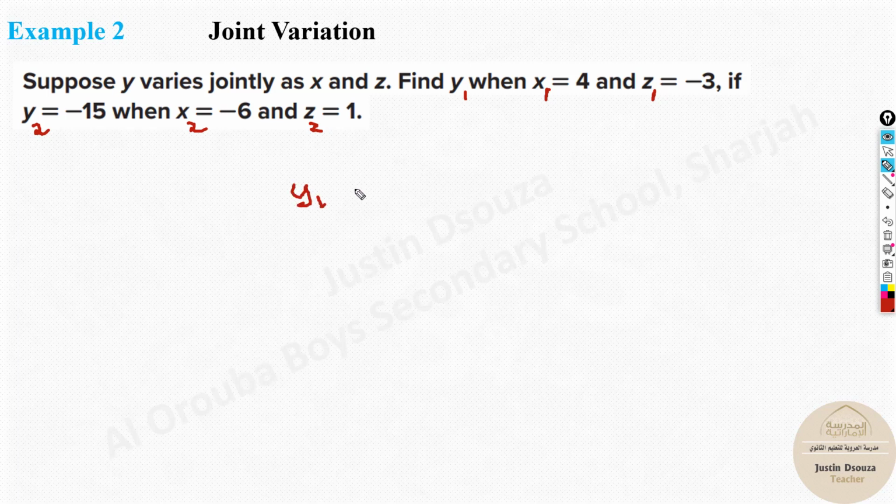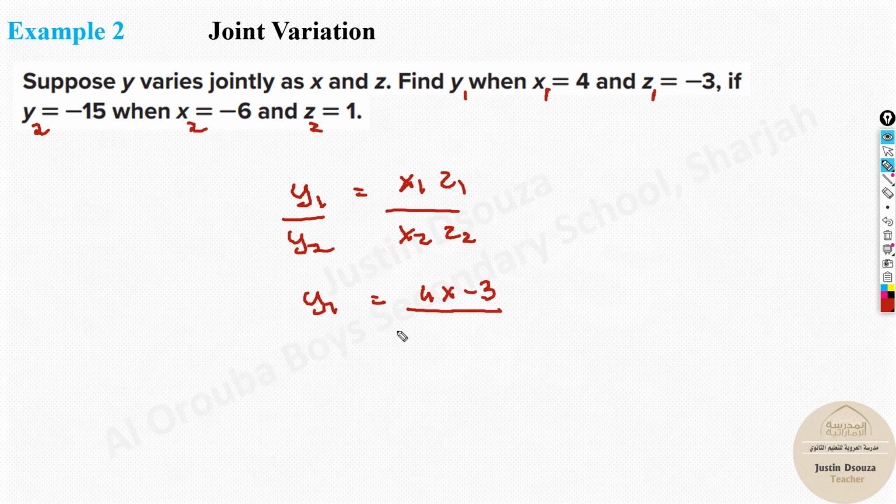So if it's y1, I write equal to, it will be x1, z1. Divided by over here, it will be y2. This will be x2, z2. That's it. Now I do the substitution. y1 is unknown. That is equal to 4 multiplied with minus 3 divided by, what about the other terms? Over here it is minus 15 and over here we have minus 6 times 1.